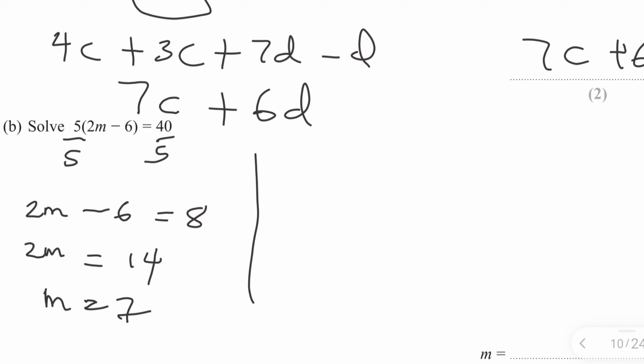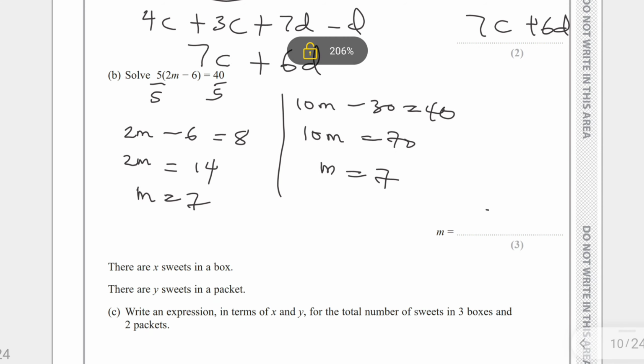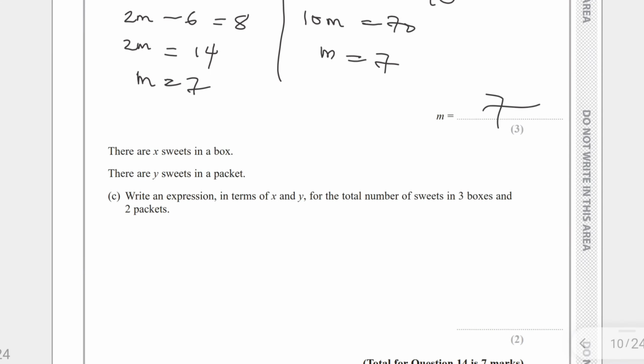The second method would be to expand the bracket first. That will give us 10m minus 30 equals 40. Then add 30 to both sides, so that will make 10m equals 70. And divide both sides by 10, so that will make m equals 7. So either way we get the same answer, m equals 7.